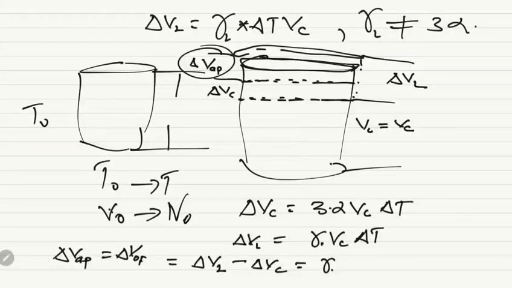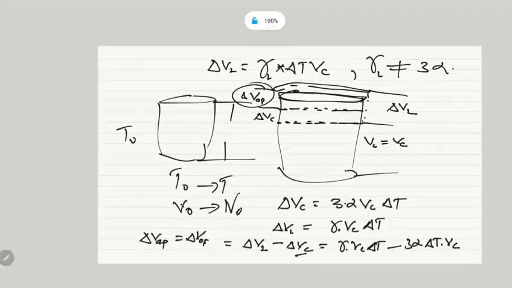Volume at the colder temperature, V cold, and the change in temperature, minus the change in volume of the container, which is 3 times alpha times the change in temperature, basically the same as for the liquid, times the volume at the colder temperature.